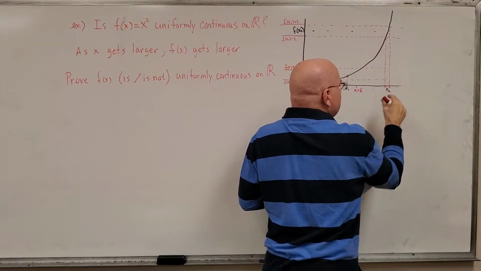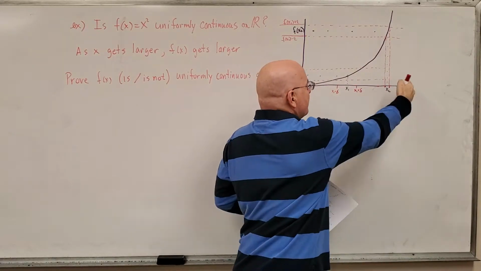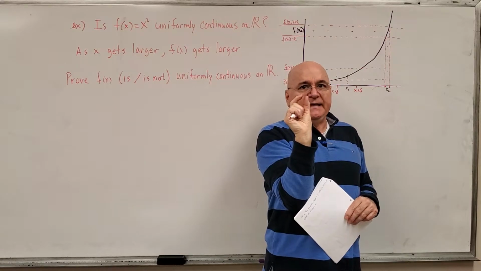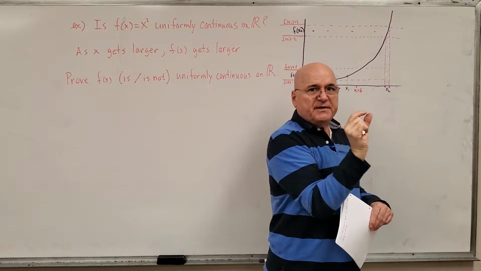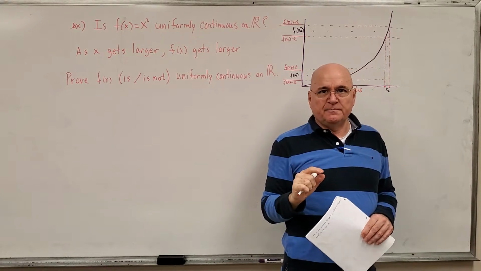So as x is getting bigger, our delta is shrinking, right? If we went farther, delta would have to be even smaller. And how small, when will it stop getting smaller? As x gets bigger, it's going to need to continue to get smaller and smaller and smaller and approach zero.